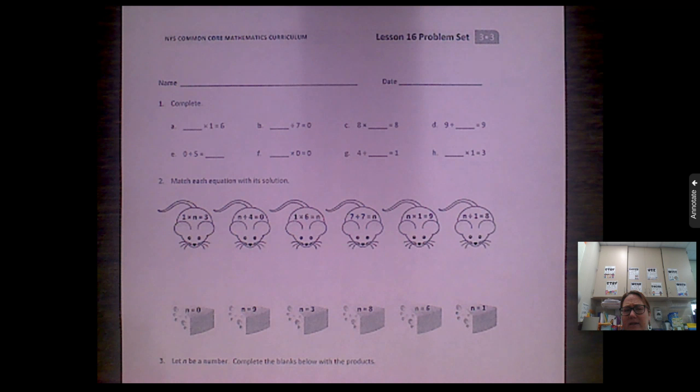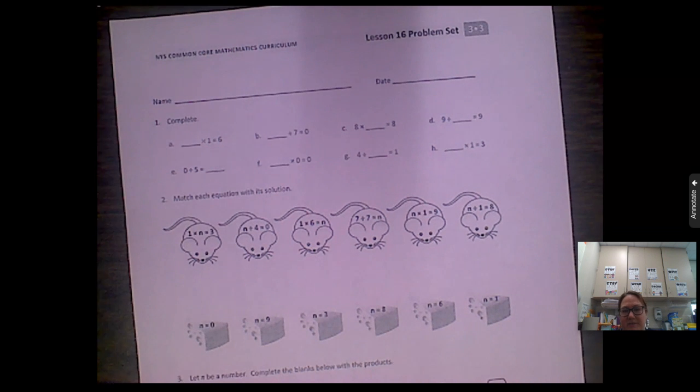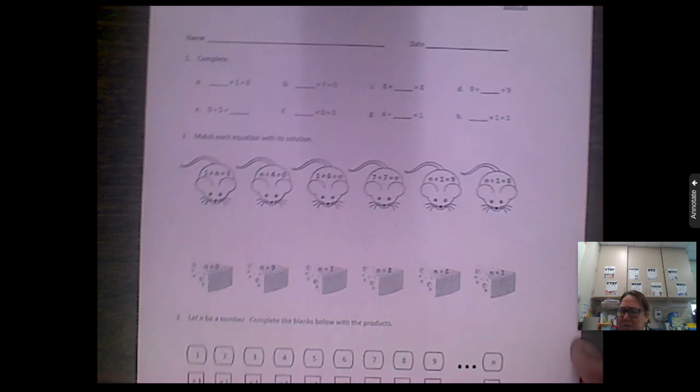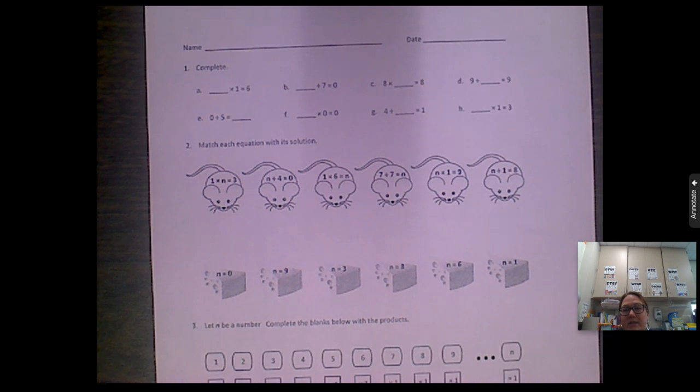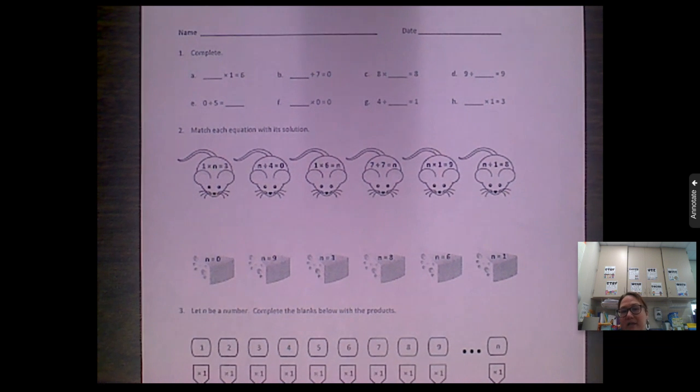Today I don't have the problem, the I can statement or the objective page that I normally start with. I don't know where that went this morning. But if we take a look-see, we should be able to see a pattern with the numbers. Do you see anything over and over again on this page? Any certain number or numbers a lot?